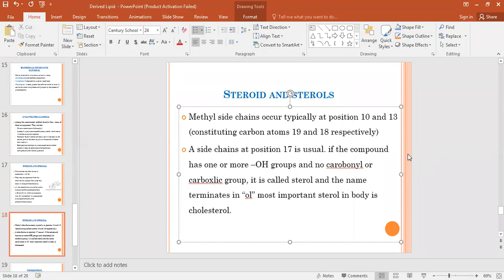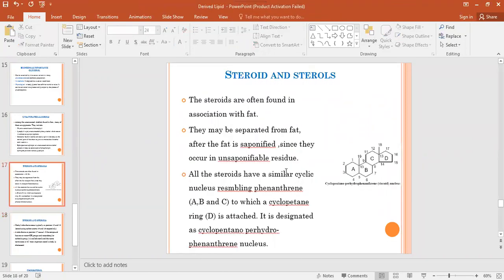And this steroid nucleus, the cyclopentanoperhydrophenanthrene nucleus, if a hydroxyl group is attached to this nucleus and it has no carbonyl and carboxylic group, then this compound is known as a sterol. And the important sterol which is present in our body is known as cholesterol.